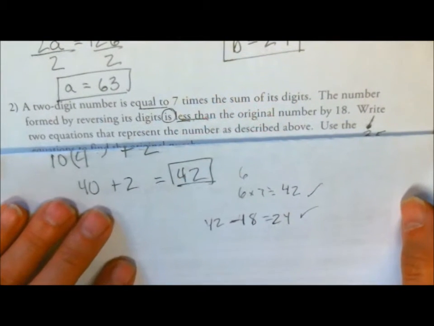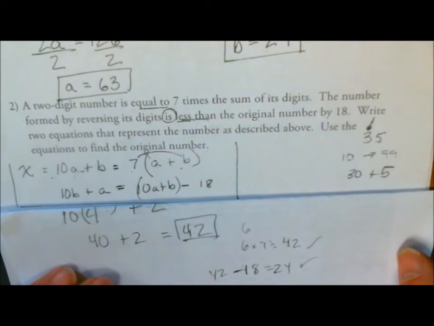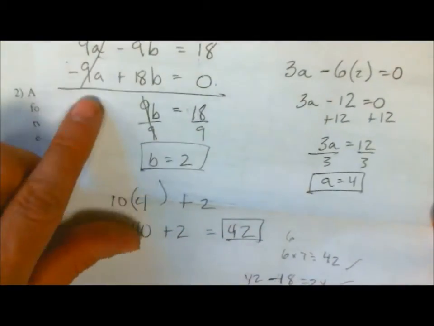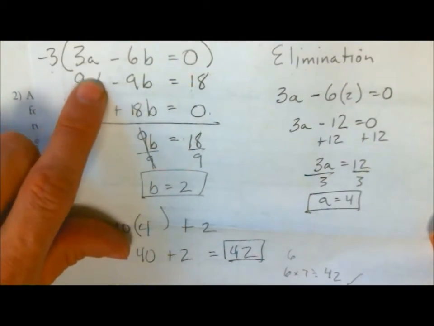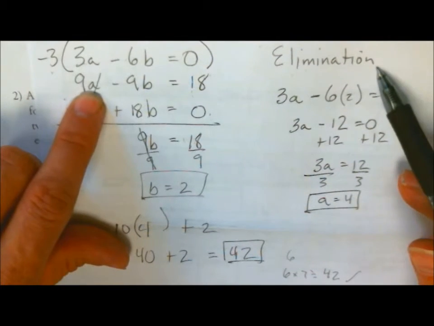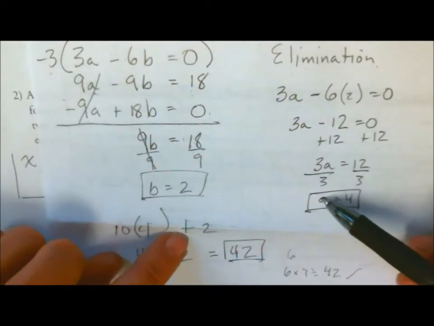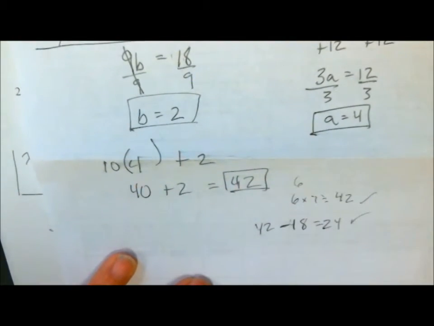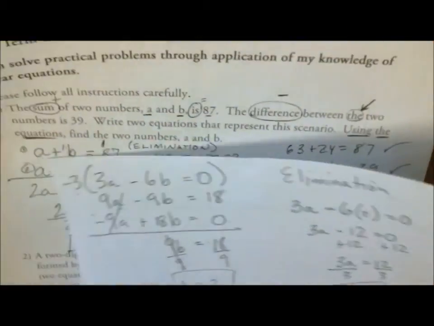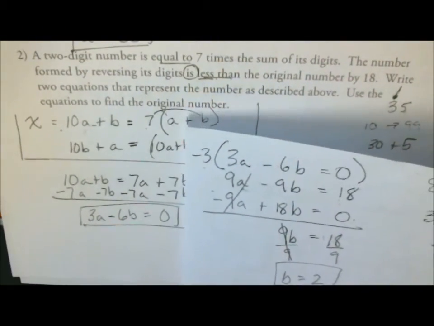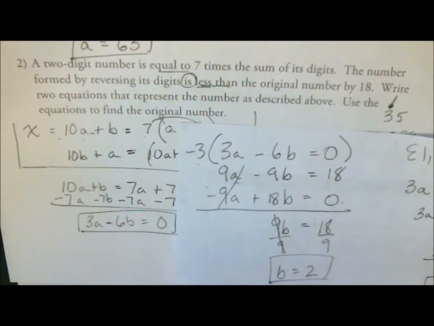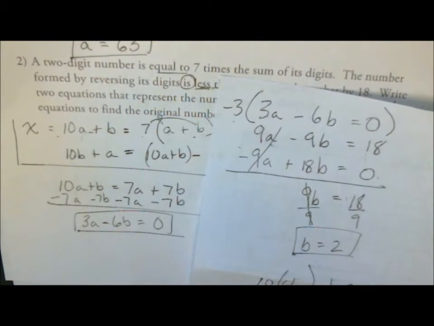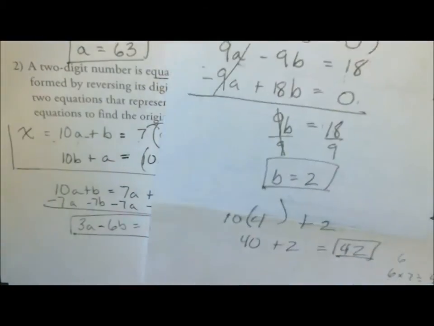I've written two equations that represent the number. I then simplified those equations to come up with these two equations. And then I used the process of elimination to solve those two equations for A and B to get my two-digit number. This is a much more complex way of looking at two linear equations and using them to solve for two variables.